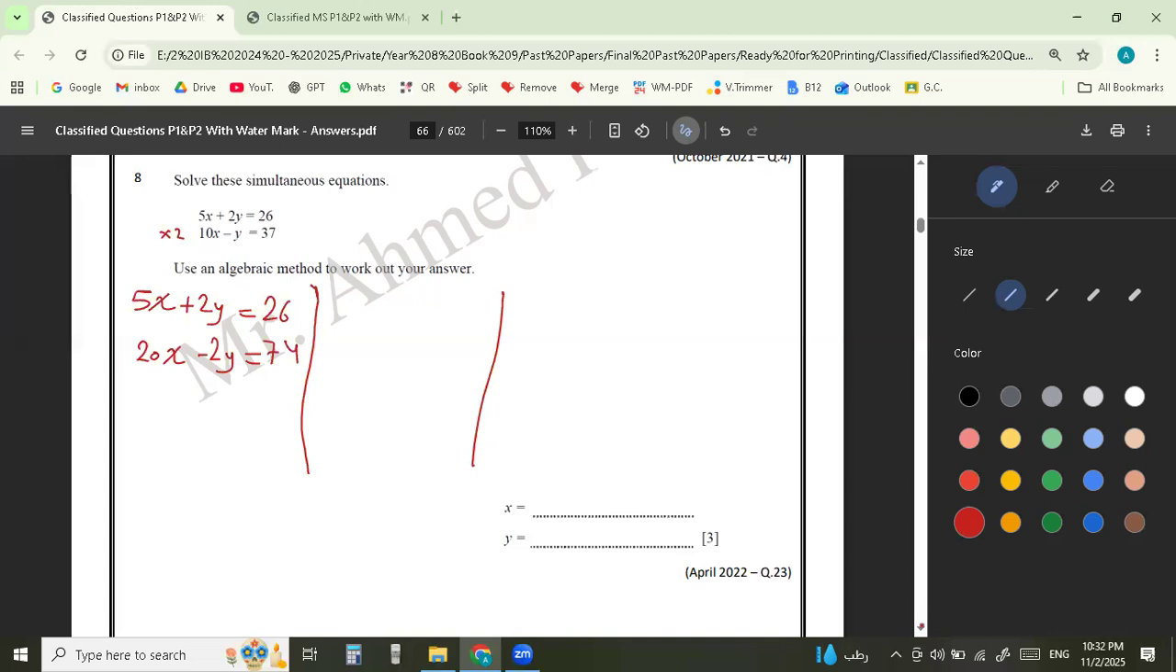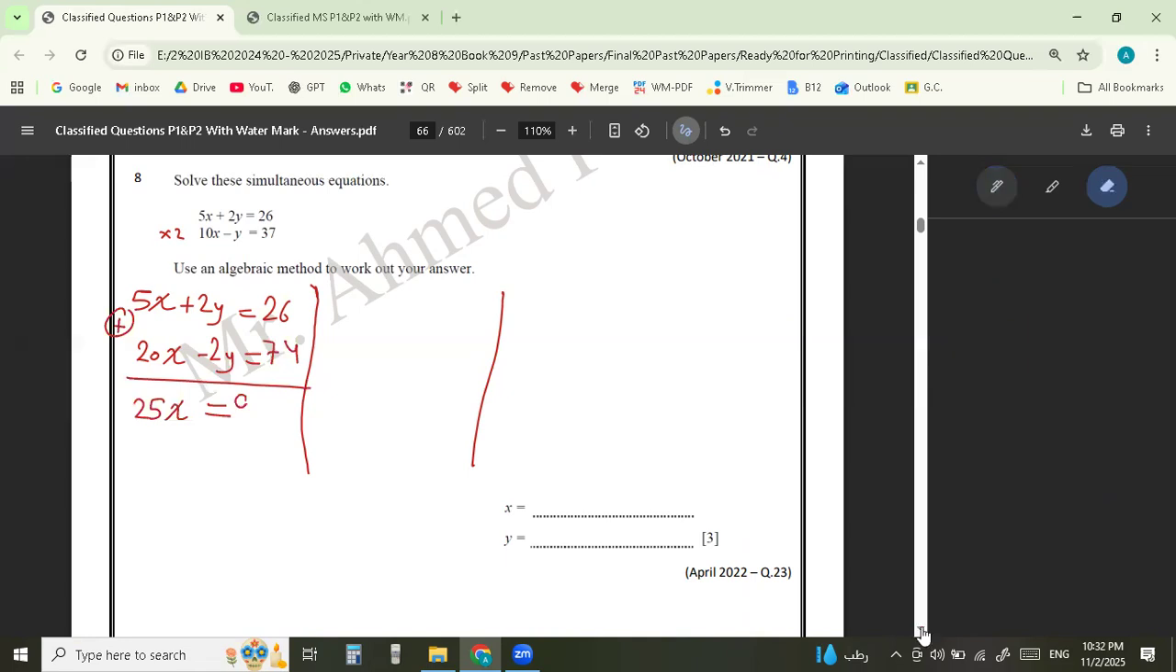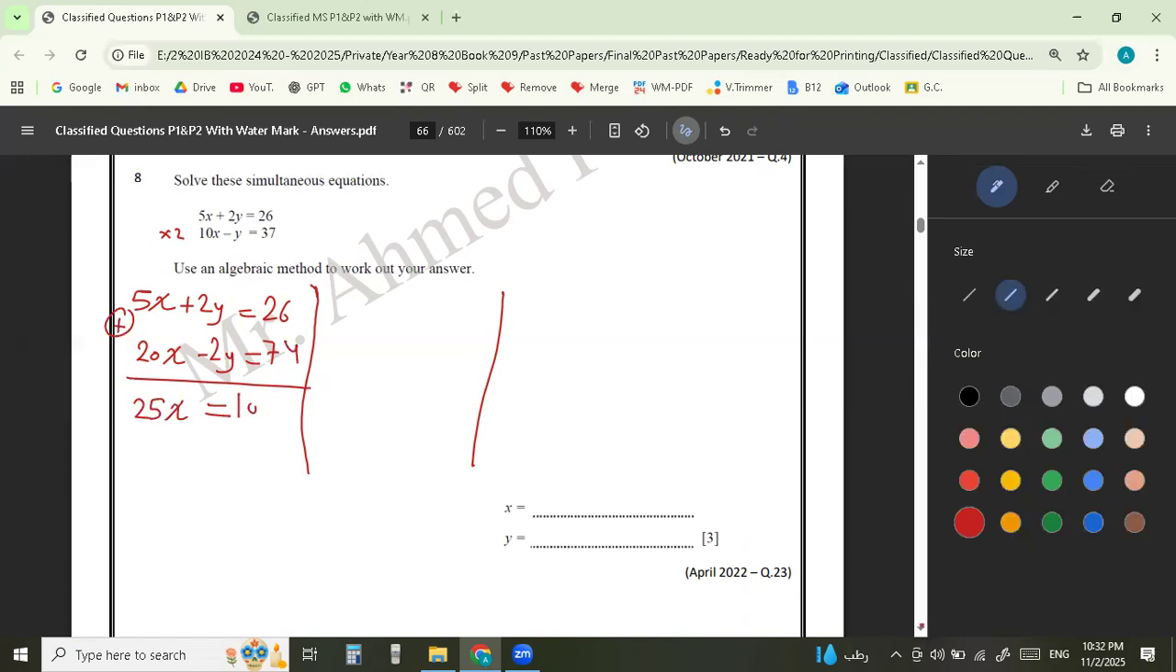What am I going to do? I'm going to add the two equations to eliminate the y. 5x plus 20x is 25x. 2y plus negative 2y, bye-bye, equals 26 plus 74 is going to be exactly 90. No, it's going to be 100 exactly. 100. So x equals, send the 25 there, division. 100 divided by 25 is 4.